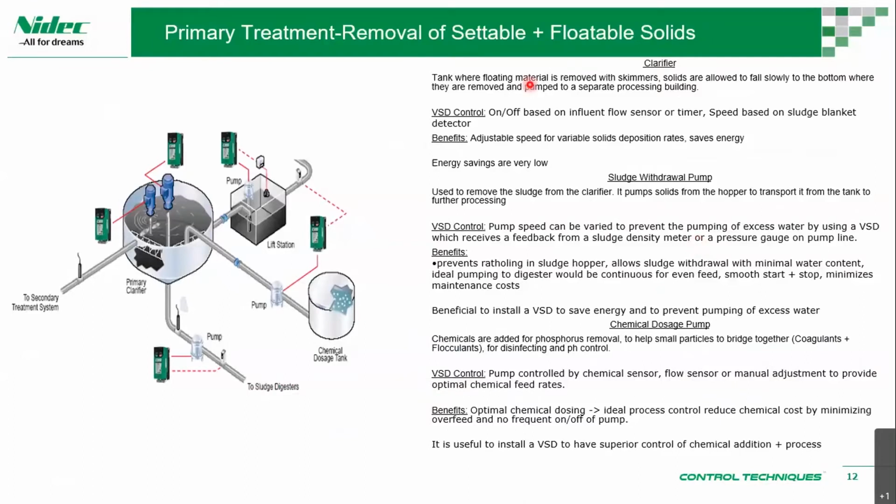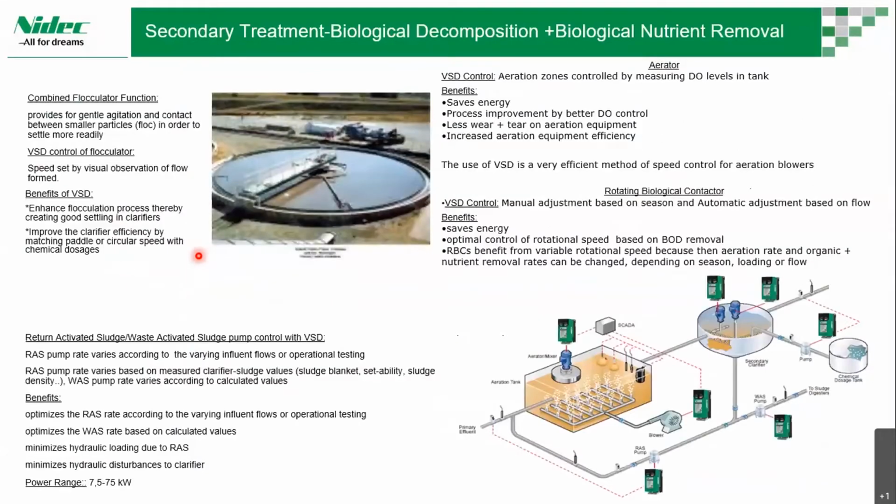The second stage of treatment is the primary treatment, which is the settleable solids removal. We have a clarifier, the sludge withdrawal pump, and a chemical dosing pump. These three can use a VFD. This is like the lift station we saw earlier. These are the areas where we can save some energy by putting a VSD based on a pressure sensor, or otherwise we can set some speed based on the season or the time at which the water is collected, because most of the time the water is collected in the morning, and in the evening and daytime it is less.